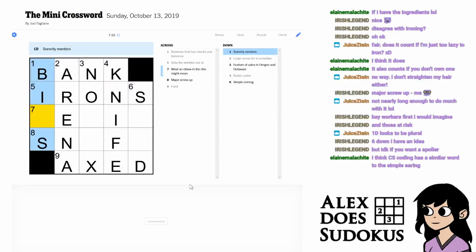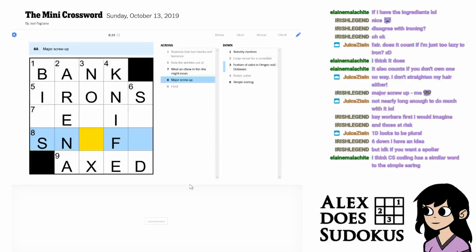Oh, computer programming has a similar word to simple earring, so I'll have to go for that. I mean, loop is an obvious one, but I don't think that fits in there. A, B, C, D, E, F, G, H, I, J, K, L, M, N, O, P, Q, R, S, T, U, V, W, X, Y, Z. I think I just don't know this word. It may be a word that has a double meaning that I'm not too sure about.